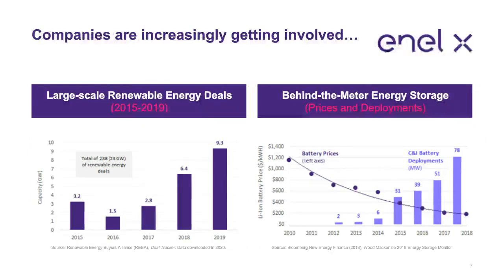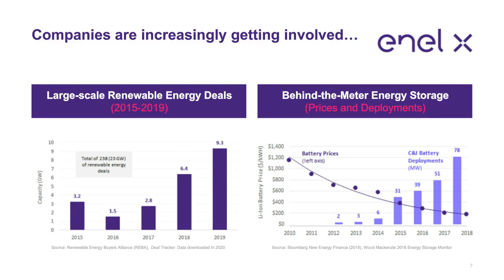So we just discussed the macro trends, but let's also quickly walk through other stakeholders that are driving this and see what the data shows. So first of all, the trends we've shown result in businesses increasingly getting involved. On the left-hand side, we're showing large-scale renewable energy deals over the past 5 years. There are now 235 companies in the RE100, which is a group of businesses committed to going 100% renewable.